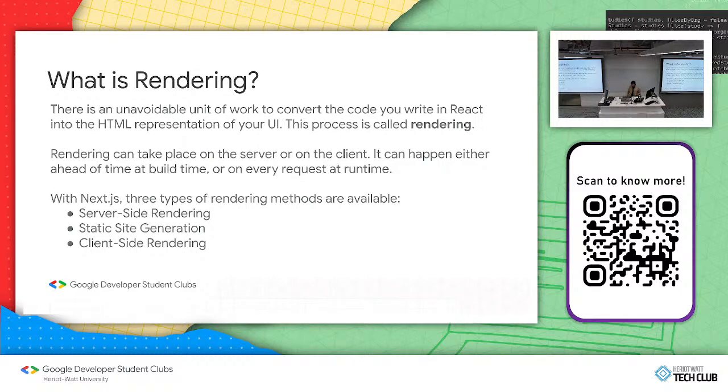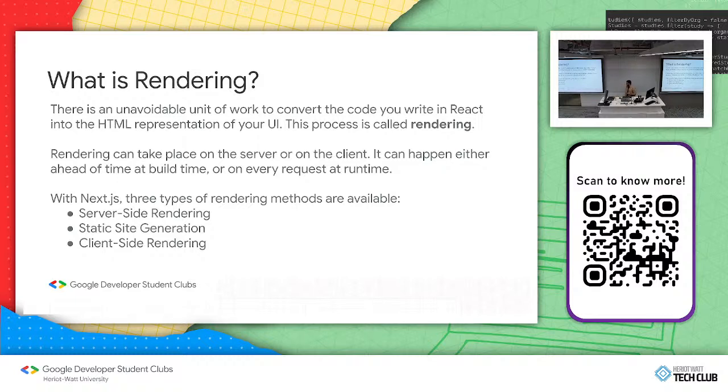Even on the server, there are different ways that the code can be compiled. It can be built ahead of time so that you have predefined templates, like templates of HTML pages that can directly be sent to the client when they ask for it, or it can be compiled on every request. So every time a new user lands on the page, it is compiled again and sent as an HTML file. So with Next.js, there are three main types of rendering methods. The first one being server-side rendering, static-side generation, and client-side rendering.